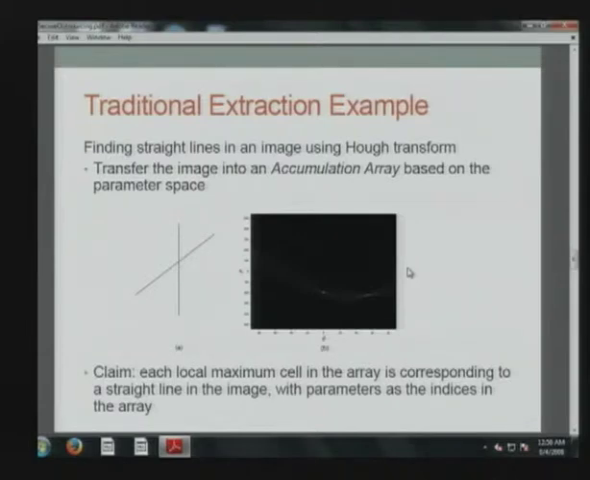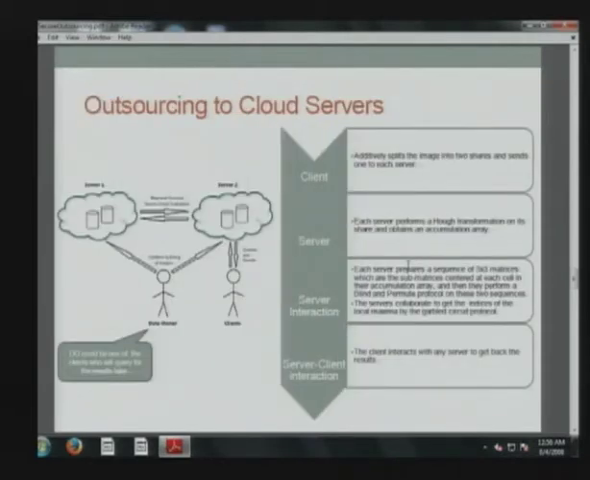We want to outsource the image to a Google Cloud server, and let the server find where the straight lines are for us. Here we do the outsourcing with two cloud servers. First, the client, which in the picture I show as a data owner because there may be a lot of clients who can all access the results. The data owner is the client who originally has the image.